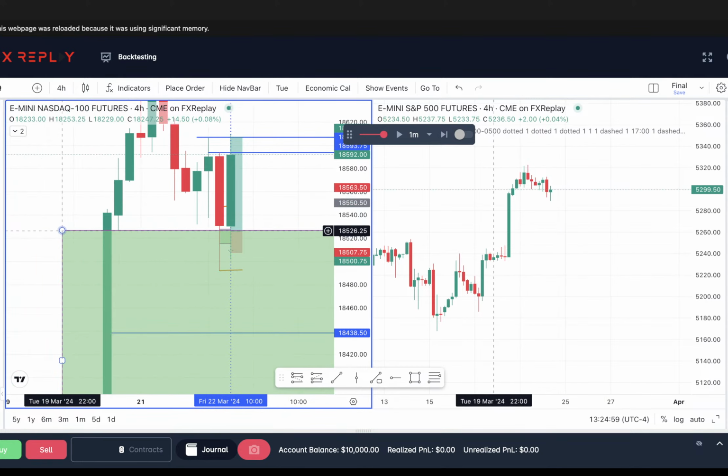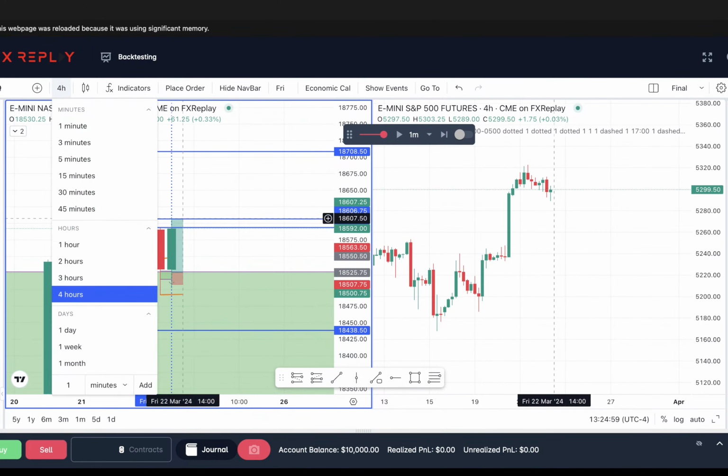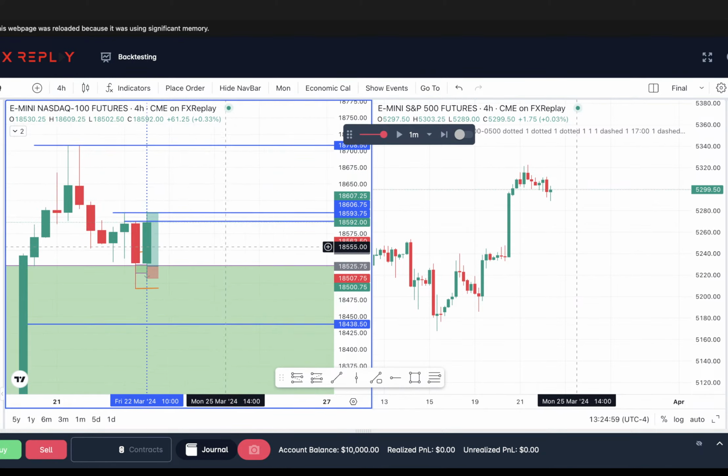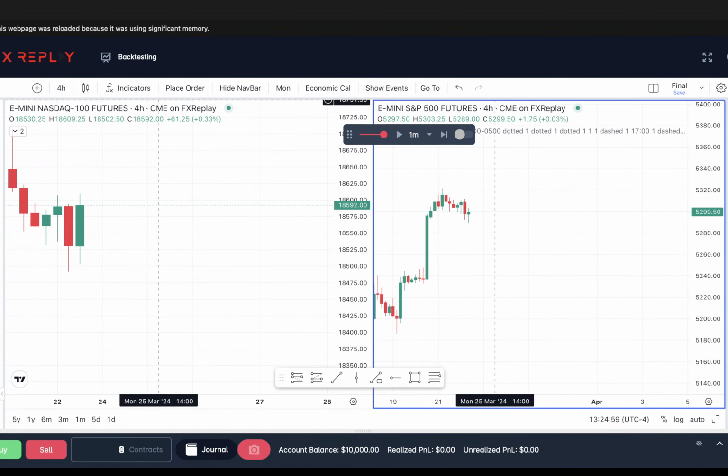So they're going to places where a lot of orders are sitting, where a lot of money is sitting, so they can get their orders filled. That's why ICT makes sense. That's how he explains it. Now, if you don't think that is how it works, that's fine. Like I said, you don't need to know what banks are doing to be a profitable trader. And I will die on that hill.